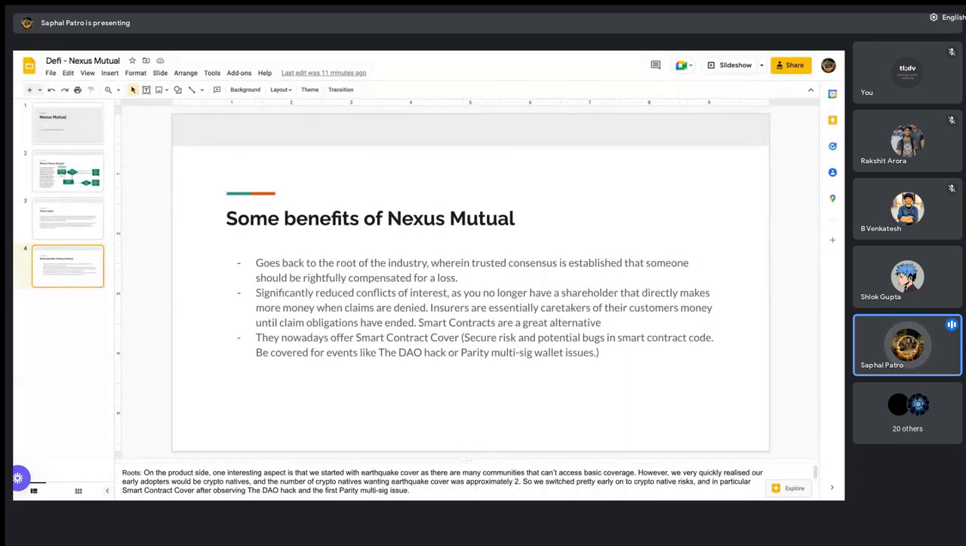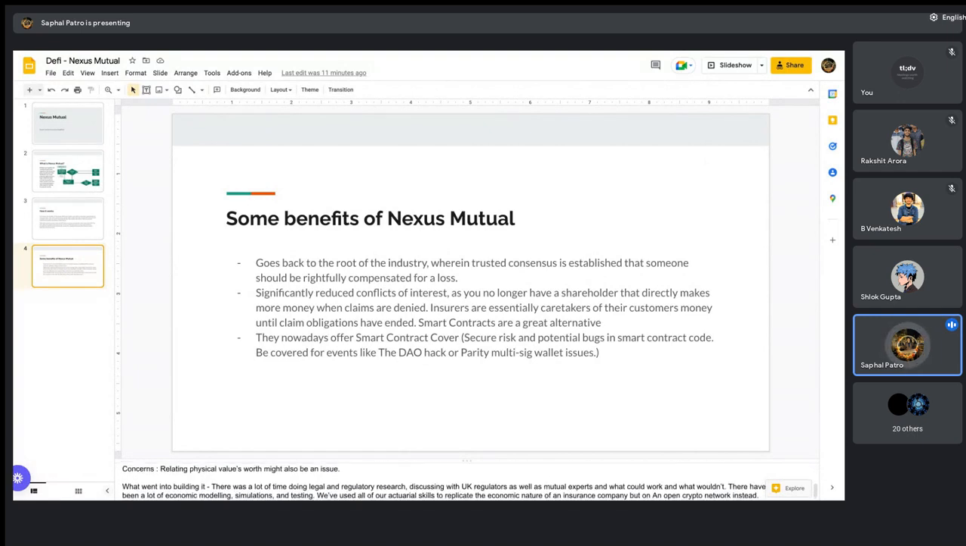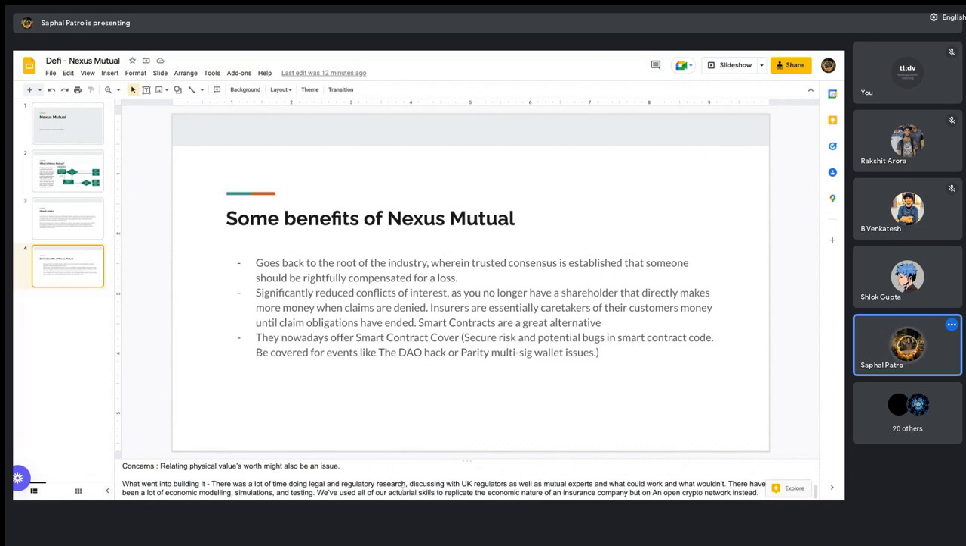But yeah, they did start with that, but they realized that people who usually buy into smart contracts are crypto natives, and there's a very small overlap between people who want earthquake cover and people who know how crypto works, basically. So that is kind of the reason why they shifted over to providing insurance to smart contracts.